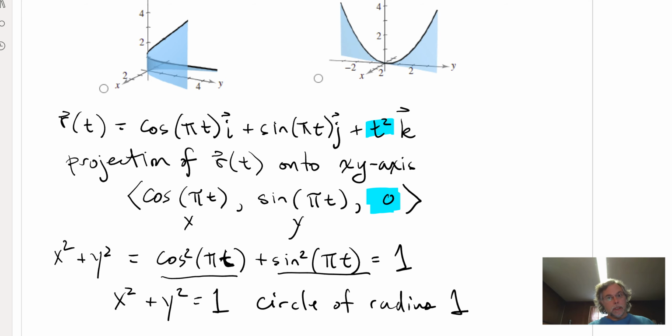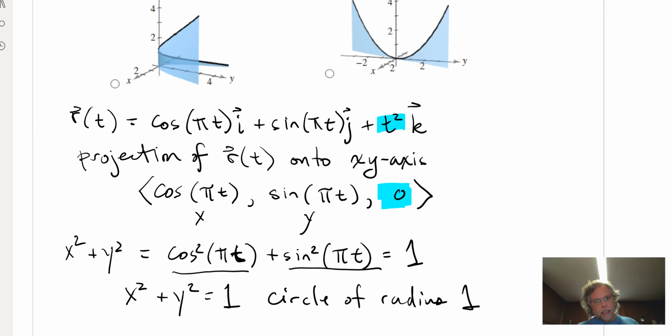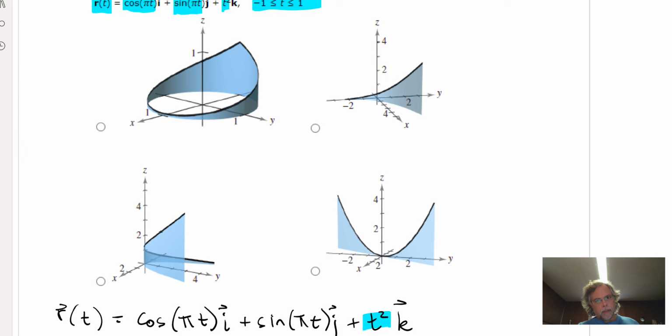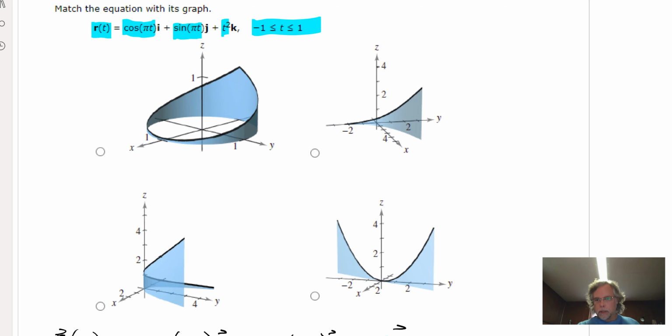And projections can be your friend here when you're trying to identify graphs like this. Because based just on that, knowing that, and given these 4 graphs, we can use process of elimination to get it. All right.